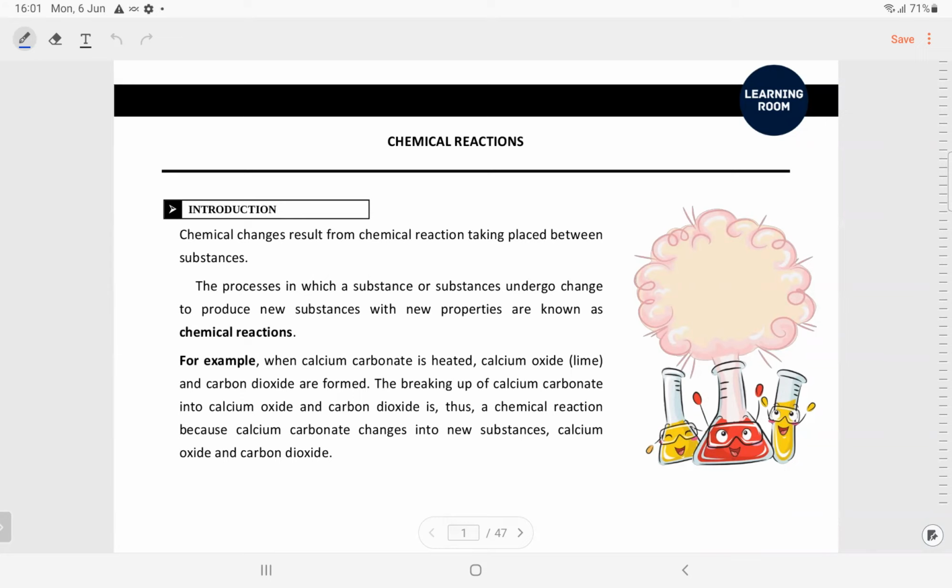Surface area. Correct. The surface area is more in terms of catalyst.